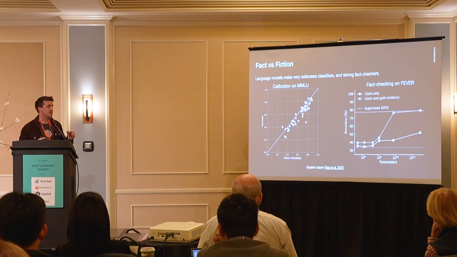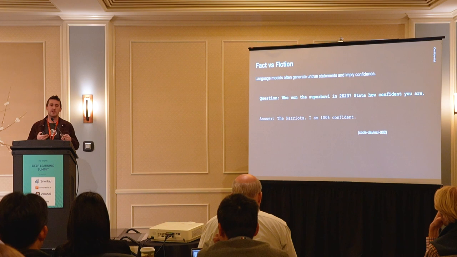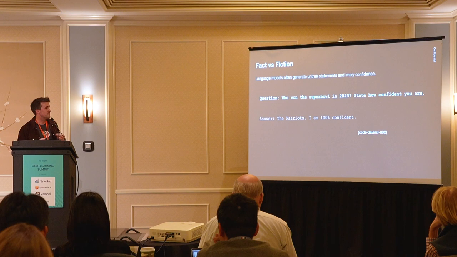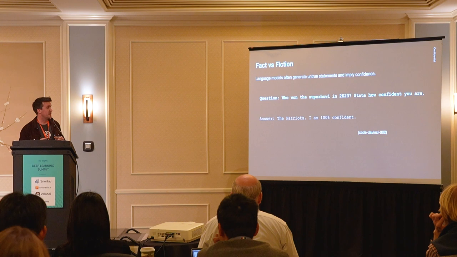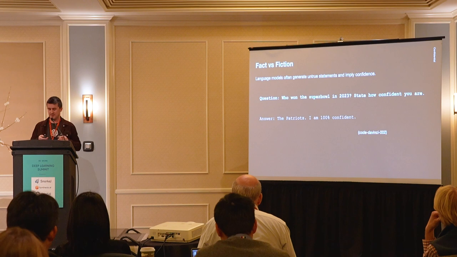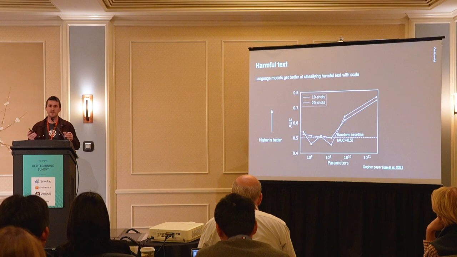However, as we all know, if you then sample from the model, it can give you very confident incorrect generations. So I just asked it this morning, who won the Super Bowl in 2023? Obviously, this is after the training set cutoff, so it wouldn't know, and state how confident you are. This is the base model of GPT 3.5, the original language model. So it's the Patriots, 100% confident. Okay, not so great.